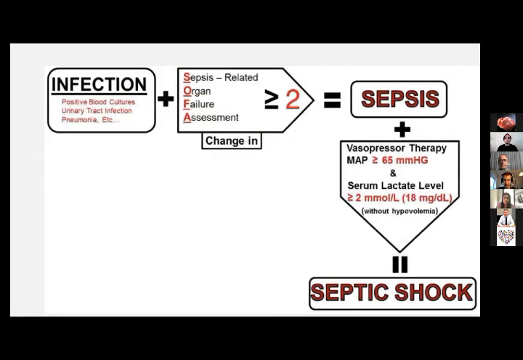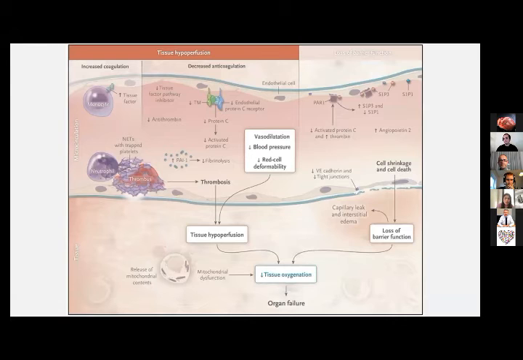So in short, the patient has an infection, has those parameters that put them at a higher risk on the SOFA scale, and is on vasopressors to maintain their MAP with evidence of end organ hypoperfusion manifesting with elevated serum lactate. The cutoff that they use is greater than or equal to 2 millimoles per liter, or 18 milligrams per deciliter. And very importantly, you've ruled out hypovolemia as being the cause of the presentation.